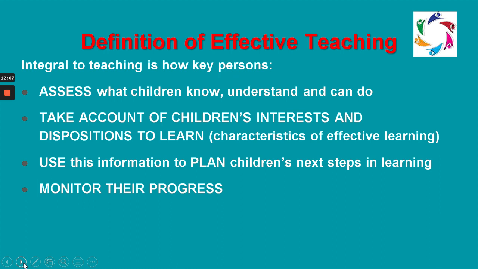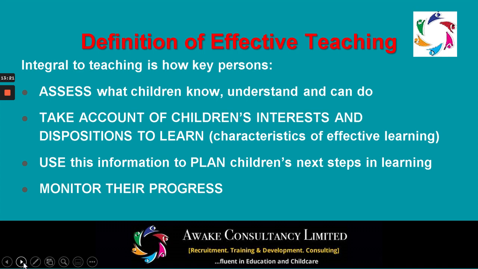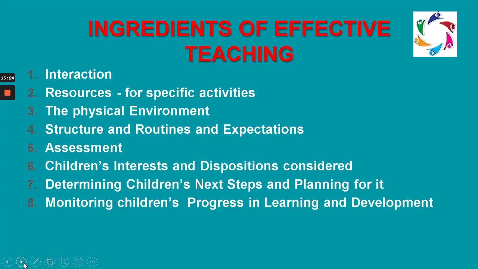So integral to teaching is how the key person assesses what children know, understand, and can do. You are not going to be able to do any good teaching if you do not know what your children already know and can do. That is the basis upon which you have a next step, and then the next step you use to plan. And you need to take into account children's interests and dispositions to learn, which is the characteristics of effective learning. This will be another model, the characteristics of effective learning. But you need to know children's interests.